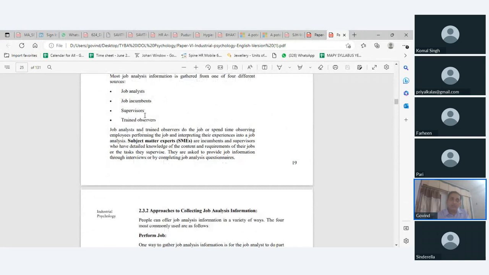And also trained observers. Anyone who is trained in competency assessment does this kind of job. There are various methods available, not part of the book but for your information. One of the methods widely used in the industry is the HAY method. In the HAY method, the complete analysis is done. If you want, I can show you that also.